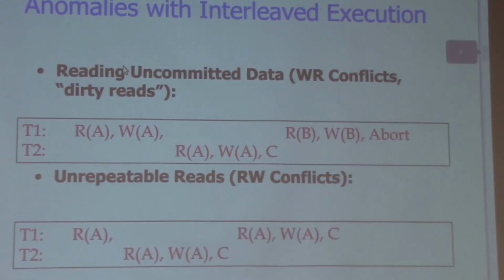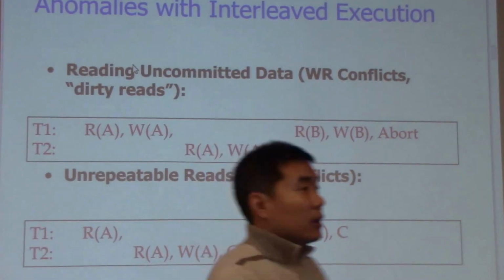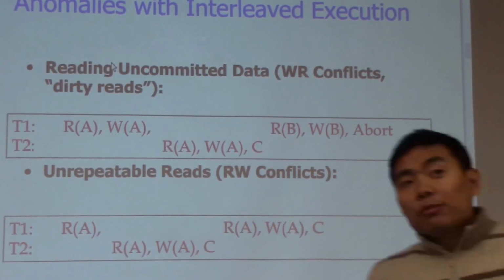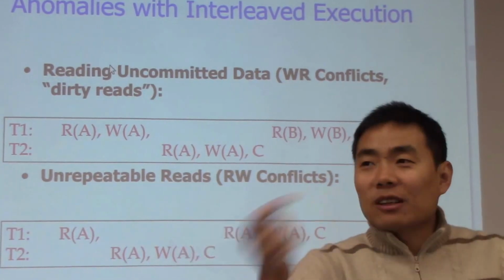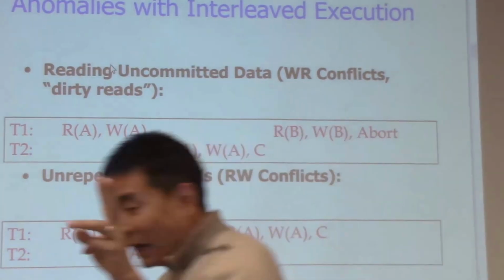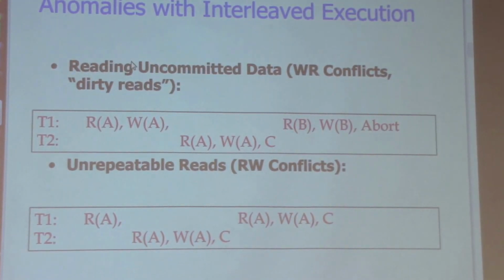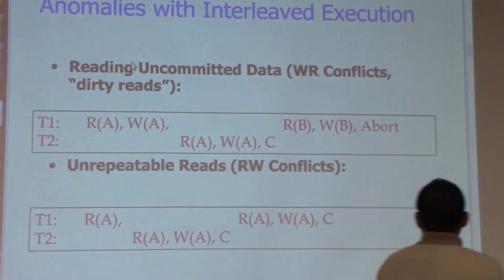Okay. Next, we talk about anomalies with interleaved execution of transactions. This part sounds really hard. How can you figure out how to interleave this with so many transactions? But in reality, it's actually surprisingly simple, because there are only three types of anomalies you need to deal with. Three anomalies you need to deal with. The first anomaly is what we call WR conflicts.